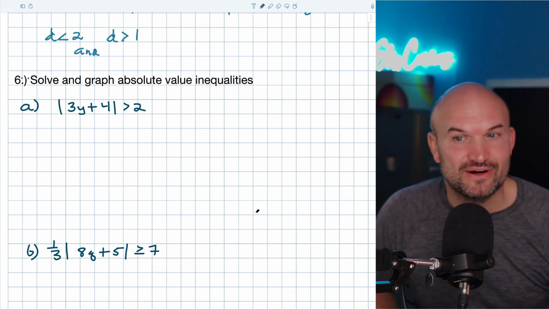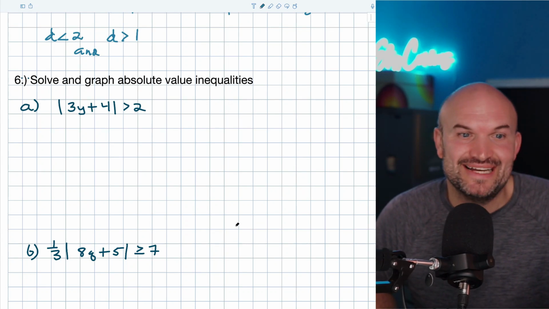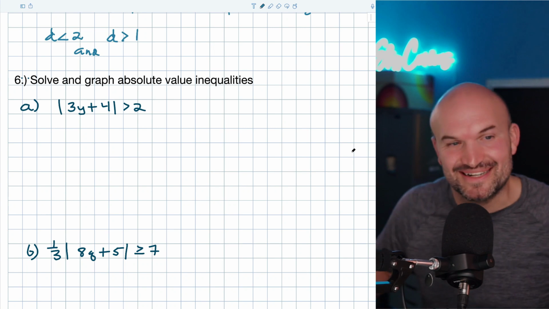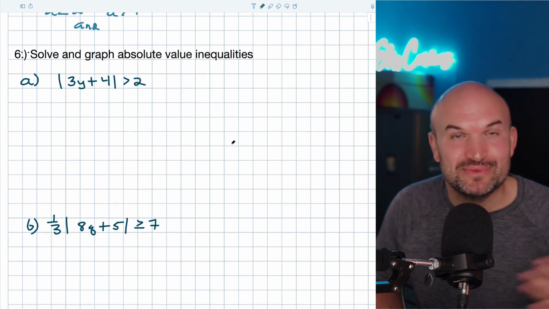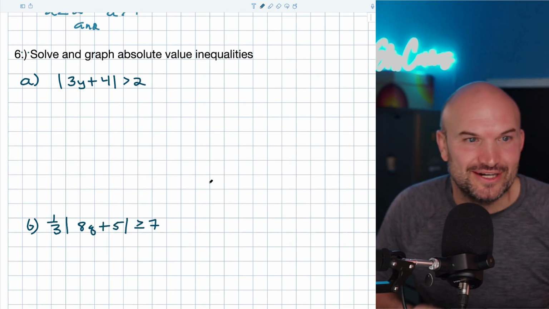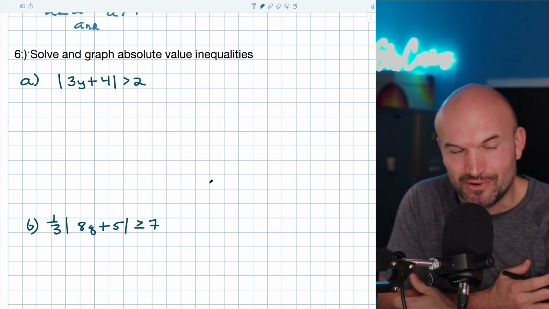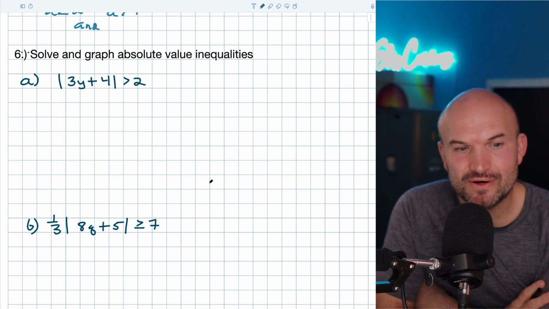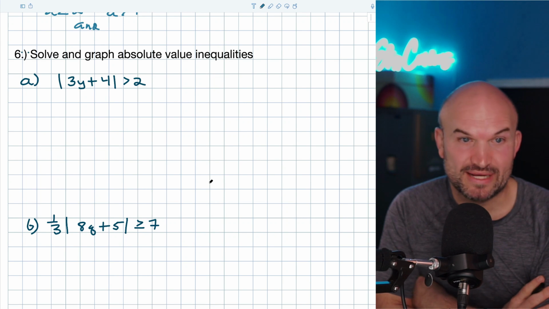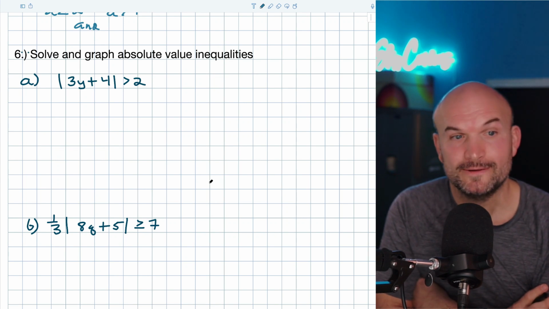Now let's go ahead and solve and graph some absolute value inequalities. Okay, so now we got the directions all set. Those are some linear inequalities. Now let's go ahead and do the solve and graph absolute value inequalities. Okay, so again, just like we did for the equations, we got to create that compound inequality.